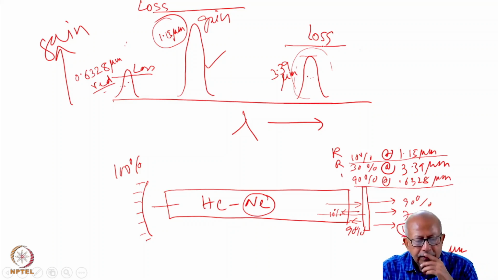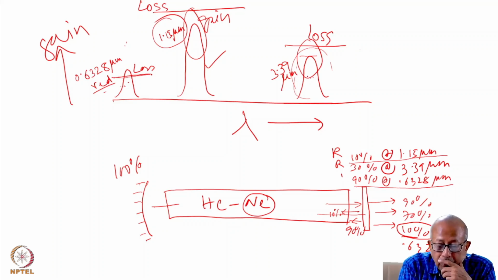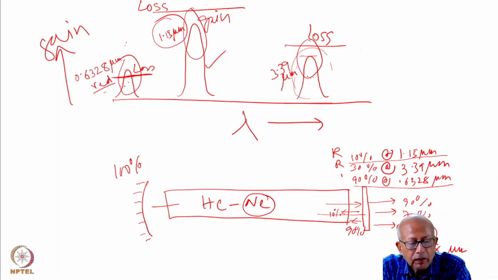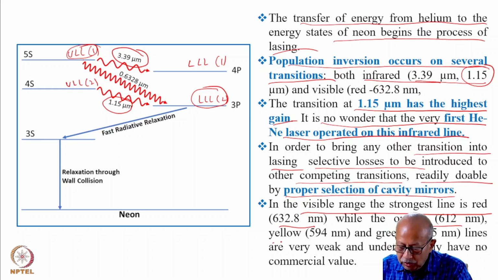Now see, in this case, lasing cannot occur on either this line or this line, although they have higher gain. Why? Because the loss of this line is much less, it will allow lasing to occur on this wavelength. And that is how, by selectively introducing loss to the transitions, you can actually make the laser lase on transitions which have much lower gain. And this is absolutely doable. The other point is that in the visible range, as I said, the strongest line is the red line, while the other lines, like orange, yellow, green, are very weak and understandably have no commercial value.